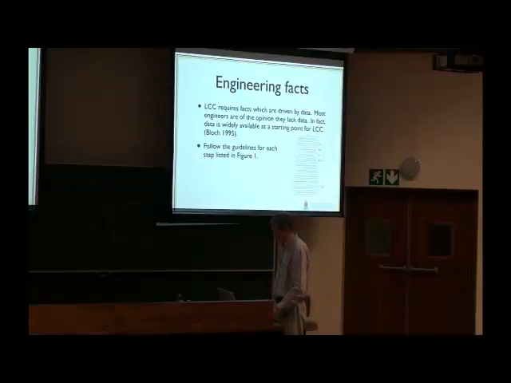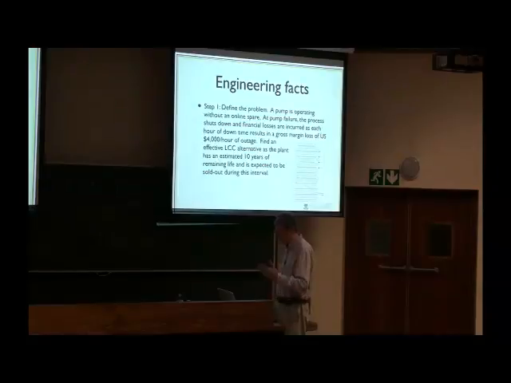So step 1 is to find the problem. Now we look at our example. A pump is operating without an online spare. If the pump fails, the process shuts down, and financial losses are incurred, as each hour of downtime results in a gross margin loss of $4,000 per hour of outage. Find an effective life cycle cost alternative, as the plant has an estimated 10 years of remaining life and is expected to be sold during this interval. So that's what you then do.